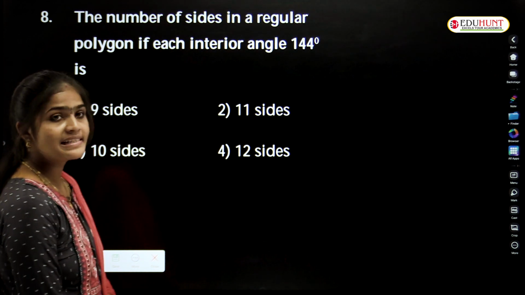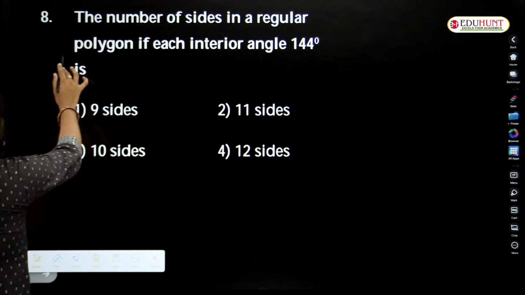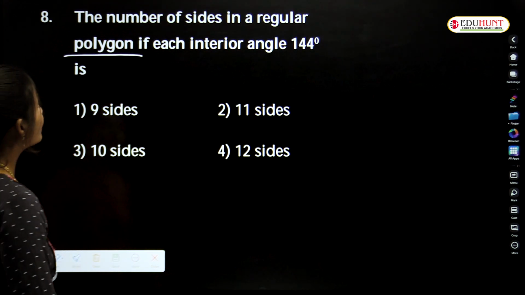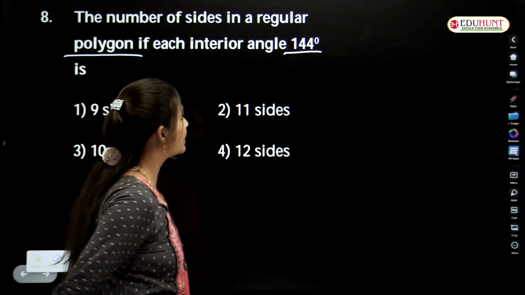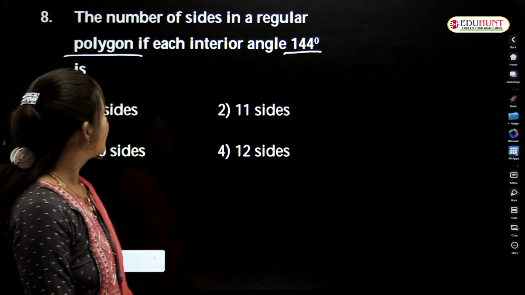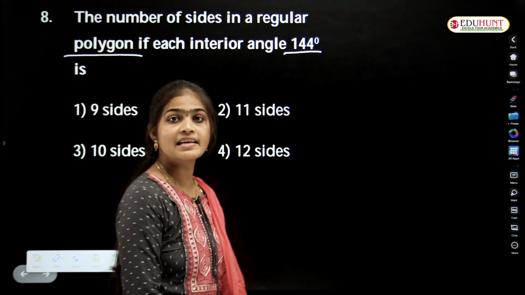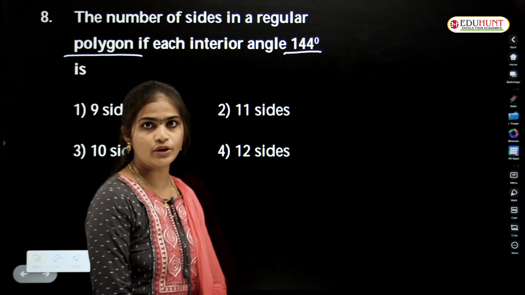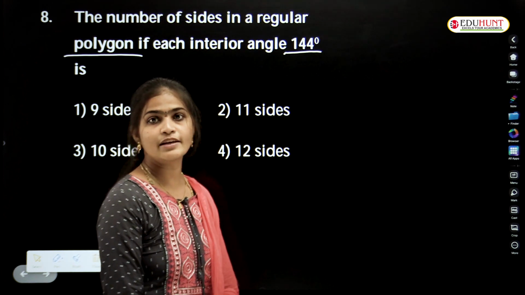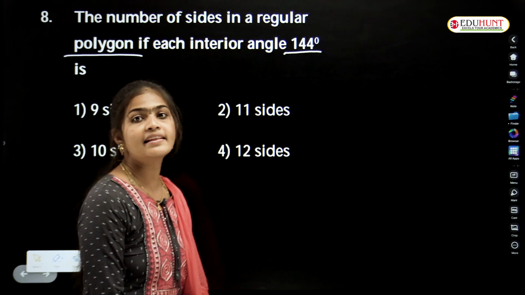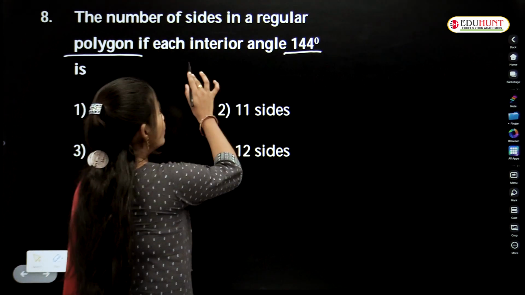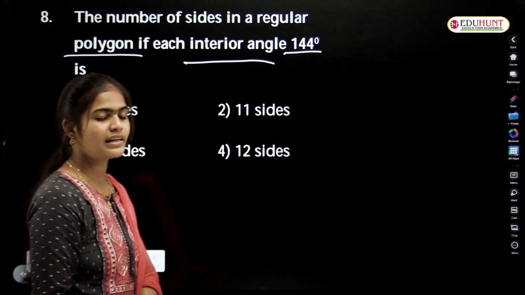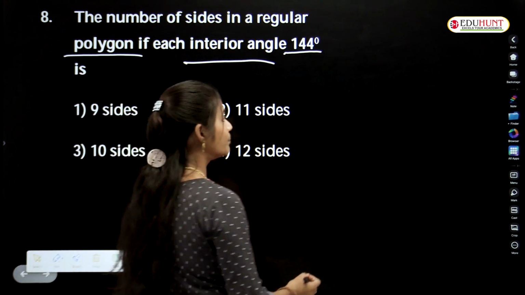The number of sides in a regular polygon if each interior angle is 144 degrees. So in that question only they are saying that that is a regular figure, regular polygon, and here each angle is equal to 144 degrees, and they given another condition that is interior angles. So each interior angle they given.